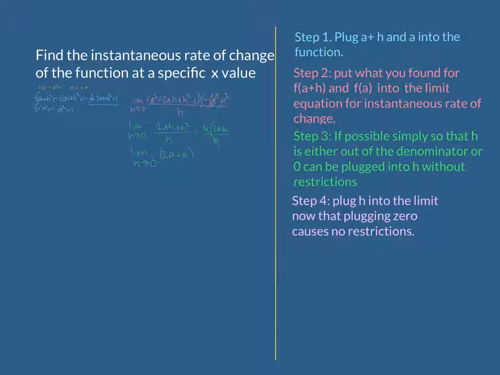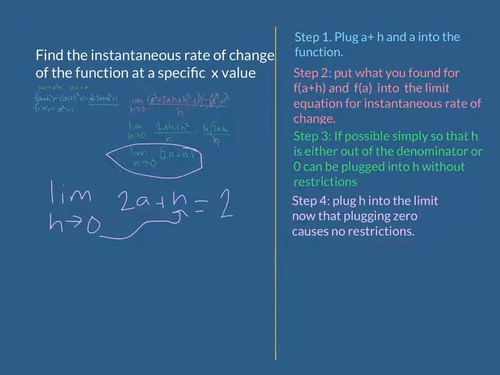Step 4, we're close to the end, but step 4 is to plug this right here. Now that we have this, we're going to plug 0 in for h. So if we have the limit as h approaches 0 of 2a plus h, we're going to plug that 0 right there in for h. And we're left with 2a. At this point, we no longer have to write the limit because we've solved our limit.